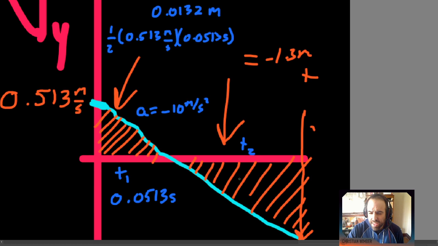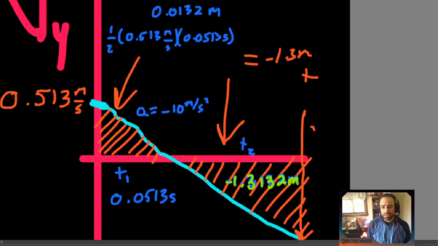0.0132 meters. That means the area of this triangle must be 1.332 meters. It does need to be negative. You guys probably can't see that. Let me switch over to a more visible color. So negative 1.3132 meters. That has to be the area of this triangle. Why? Because there's no other way for this thing to hit the ground.